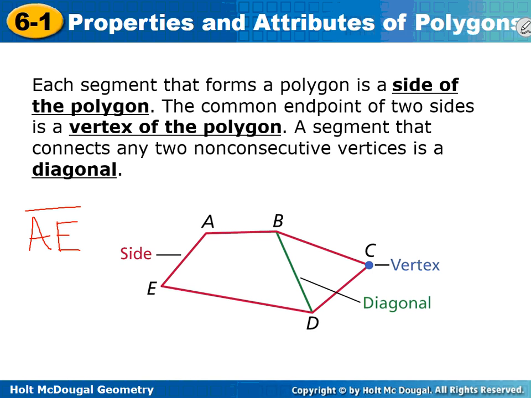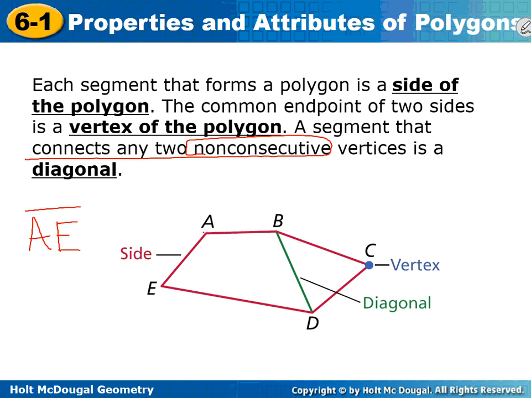A diagonal is simply a segment that connects any two non-consecutive vertices. What's non-consecutive? Okay, not consecutive. So what does consecutive mean? They aren't necessarily touching, but the sides would be touching. But when they're talking about consecutive vertices, vertices are going to be just simply the points A, B, C, D. So what would be consecutive vertices? Basically one right after the other. So give me two that would be not consecutive.